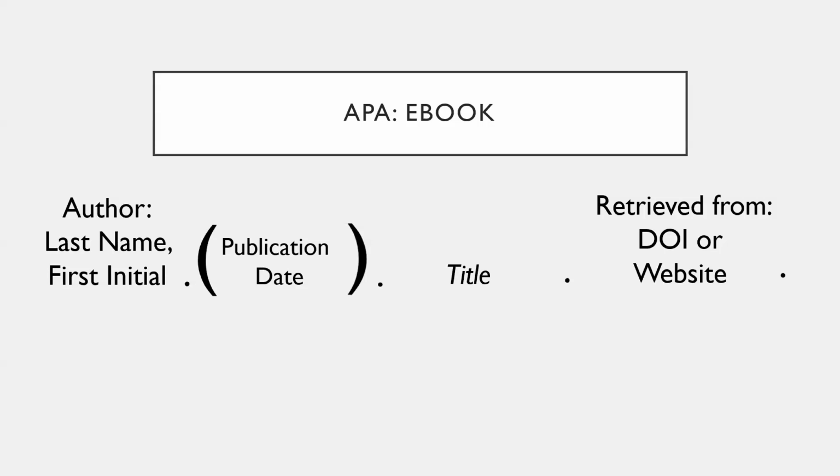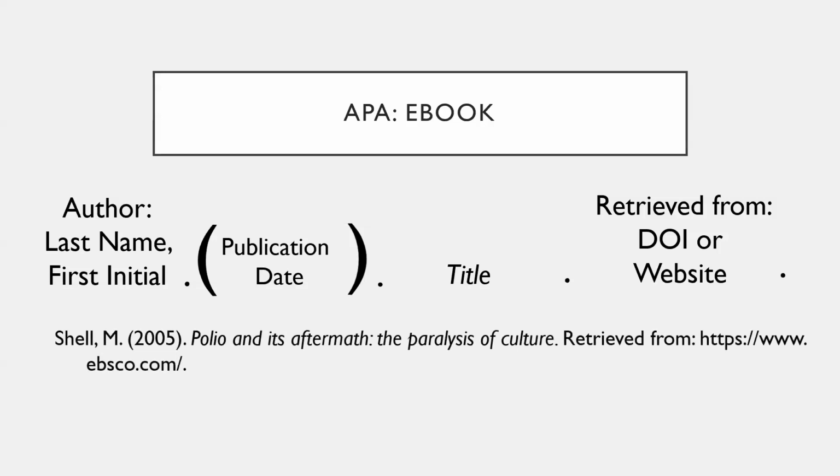So this is how I put it together. So I have the author, Shell M., period, parentheses 2005, followed by a period. Again, remember that I have the title of the book in sentence case, so only Polio is capitalized because there are no proper nouns. That is followed by a period, and then you have retrieve from the website. So it's a pretty simple citation. All we really added was the website where you can retrieve it from.